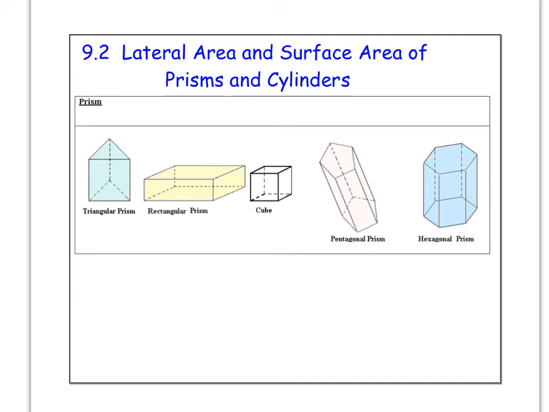Hi everyone, this is Mrs. Snowbeck. Today we are going to do Unit 9, Lesson 2, Lateral Area and Surface Area of Prisms and Cylinders.